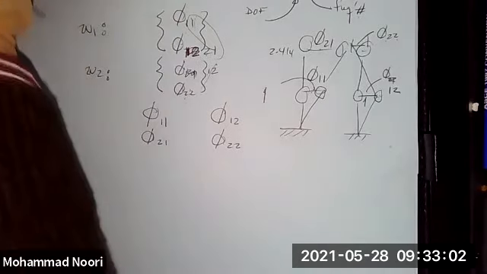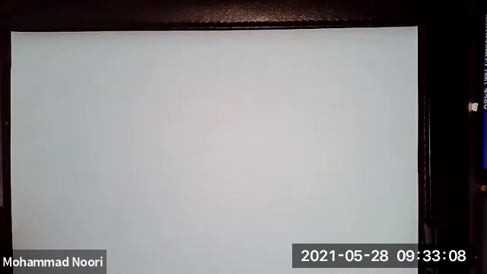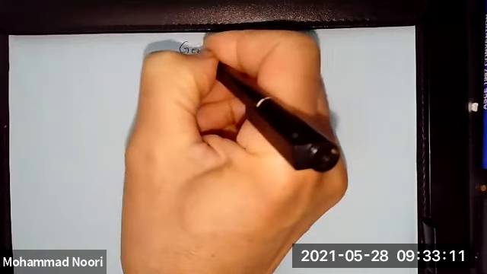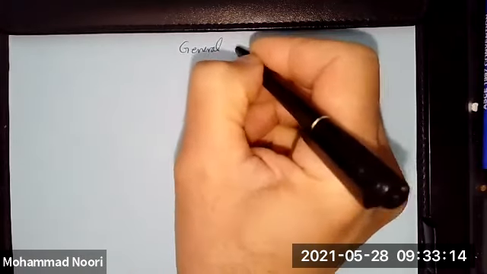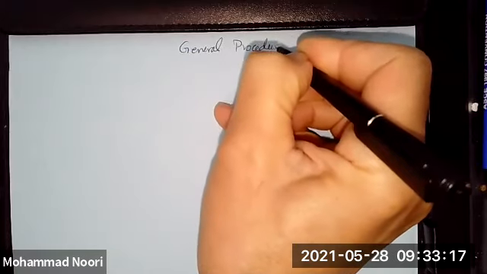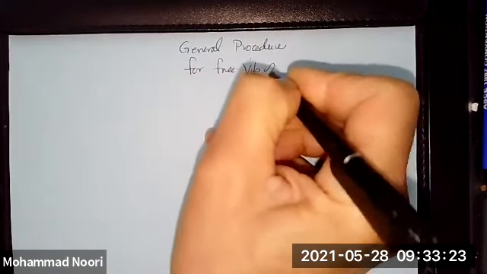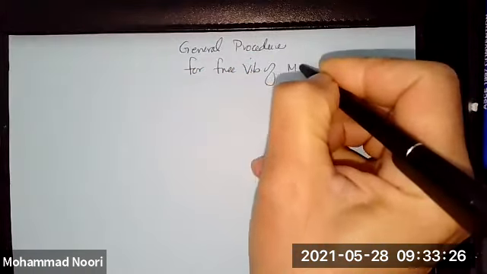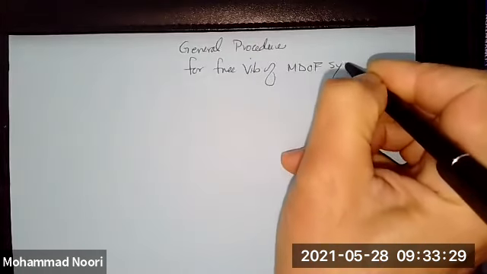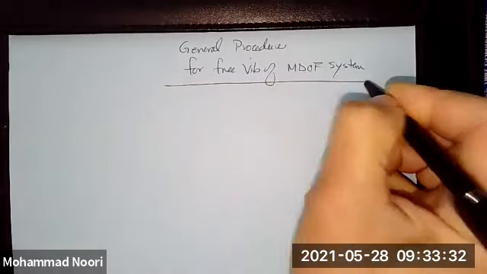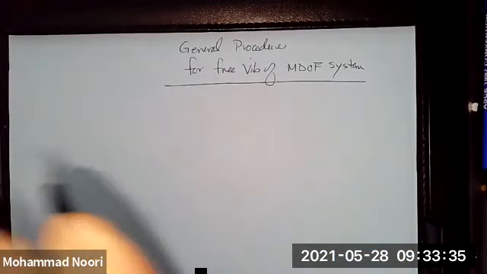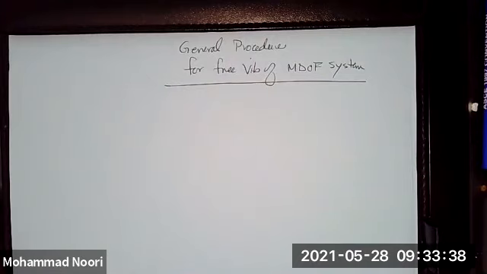Okay. Now that we have introduced these notations, let us write the general procedure for free vibration of what I would now call multi-degree of freedom systems, because for any number of degrees of freedom, you still have the same sort of matrix formulation. And that's all we have covered and we will cover in this course.